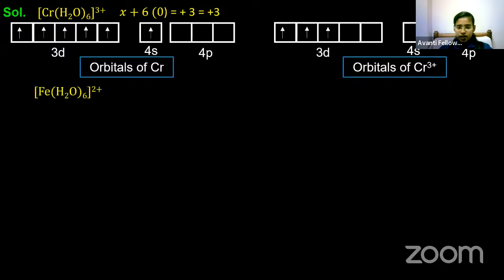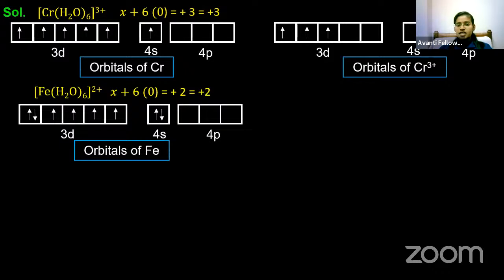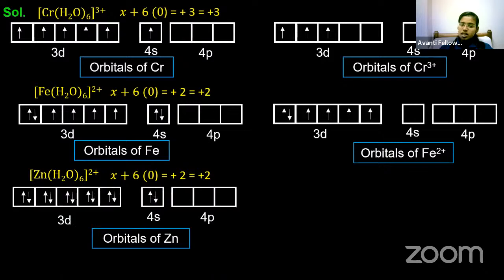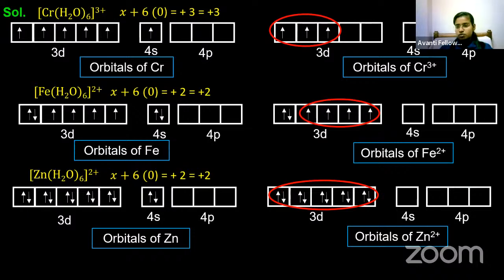If I go for the second complex, the oxidation state of iron is +2. The configuration of iron is 3d6 4s2, and if I remove 2 electrons, I will have 3d6 4s0. So the number of unpaired electrons is 4. For the last complex, zinc, the oxidation state is +2. The configuration for zinc is 3d10 4s2. If I remove 2 electrons, I will have 3d10 4s0. So the first has n equal to 3, the second n equal to 4, the third n equal to 0. The one with the highest n value will have the highest magnetic moment.